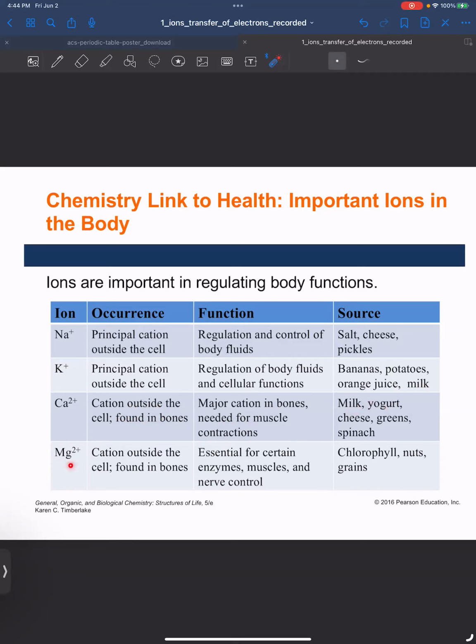And magnesium is another example of a cation, found outside the cells, also found in bones. It's essential for certain enzymes, muscles, and nerve control. And we can get magnesium from chlorophyll, nuts, and grains.